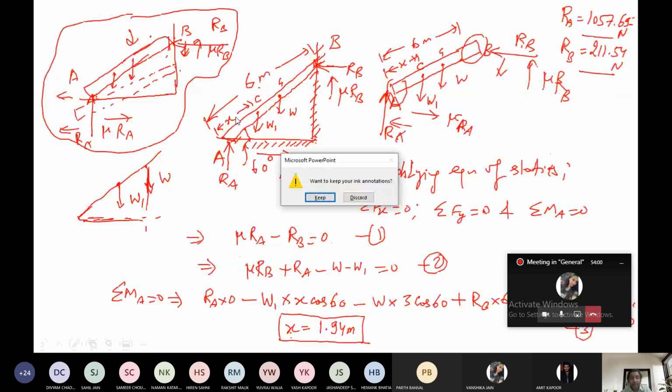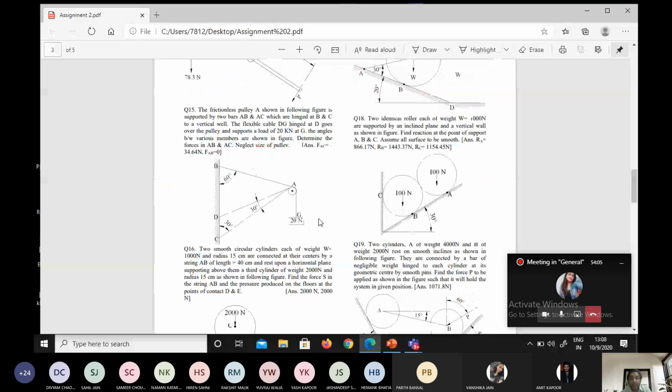See, DAG, this is a cable which is passing over a pulley. So this will be one bar, this will be another bar, and this will be the third bar. So you will be making the diagram like that. I can show you if you permit me to show.